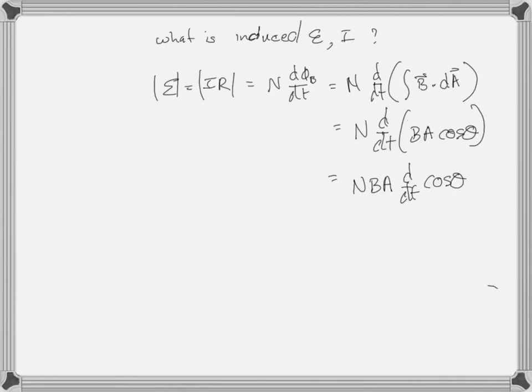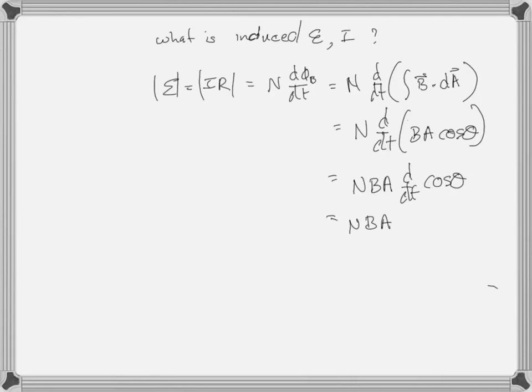N is the number of loops, B is the magnitude of the field, A is the area of the coil. Those don't change in space or in time at all. But what does change is the angle theta. So the angle theta changes with time. And so what we can write is we can actually take a time derivative of the cosine theta.